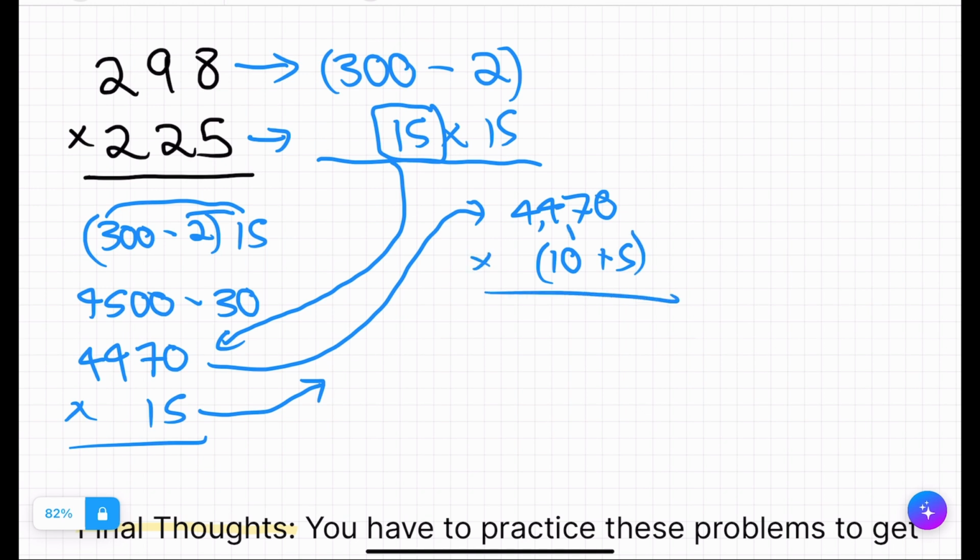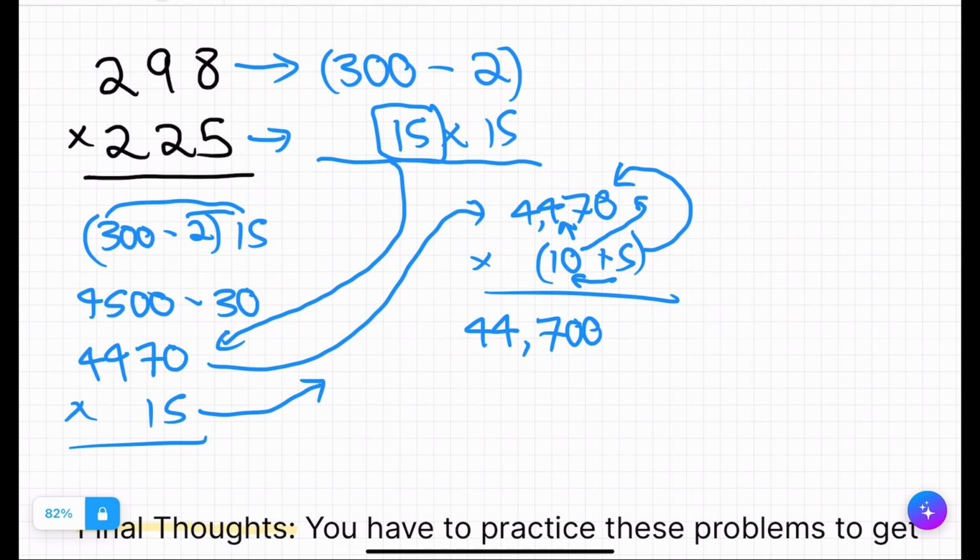Well, this big number, 4,470 times 10, is 44,700. How did I know that? Well, since I multiplied by 10, all you have to do is just add a 0 to the end of that number. So that's how I got here. And now 5 is half of 10. So we know that 5 times this number is just going to be half. So we need to divide 44,700 by 2.